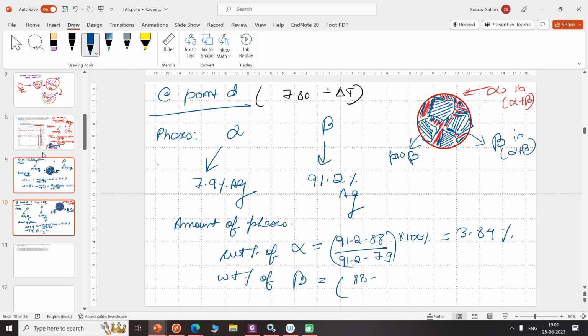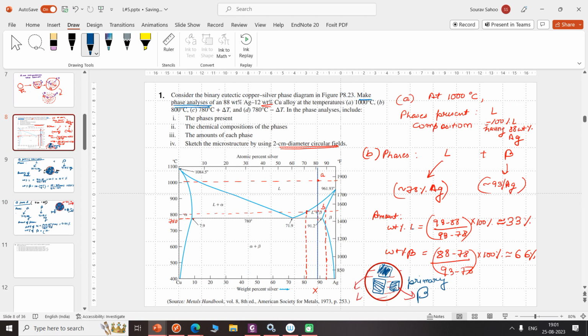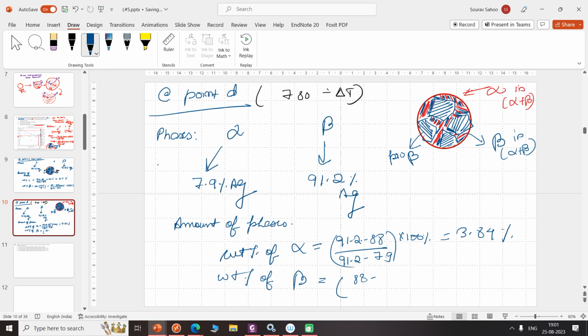And similarly, the weight percent of beta is 88. We can see it from the diagram again. Weight percent of beta is this part, which is 88 minus 7.9 divided by the whole arm, that is 91.2 minus 7.9. It should come out to be about 96.16%.